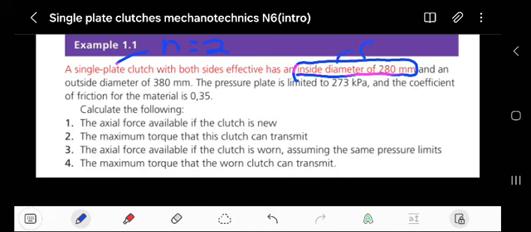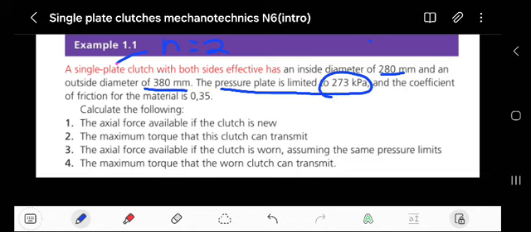So that one will be simply just, as you can see, a diameter there. It's an inside diameter, and the outside diameter is 380. The pressure plate is limited to 273 kilopascal. The coefficient of friction of the material, we have been given.